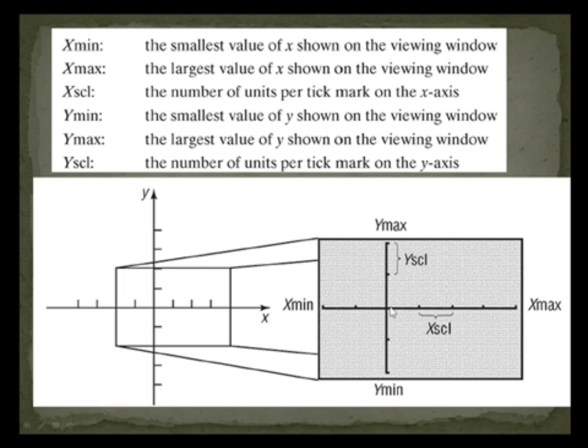The y-max is the same idea. So the y-max is the largest value of y shown on the viewing window. So the y-max here is 1, 2, and the y-min is 1, 2.